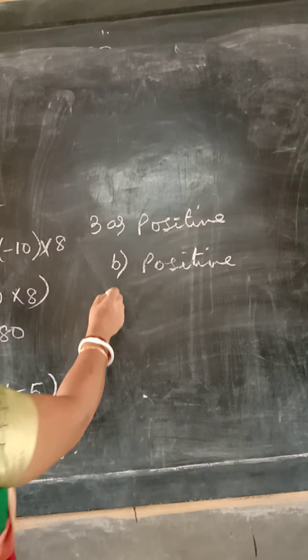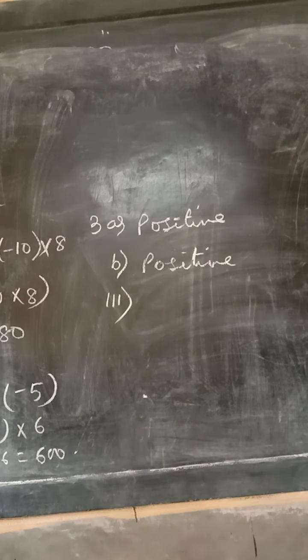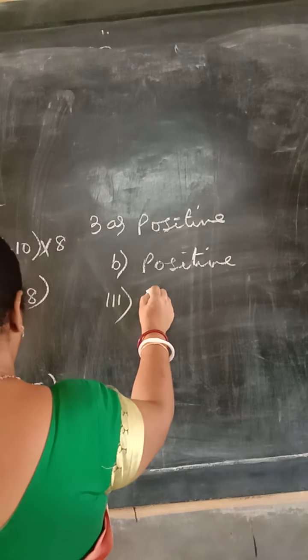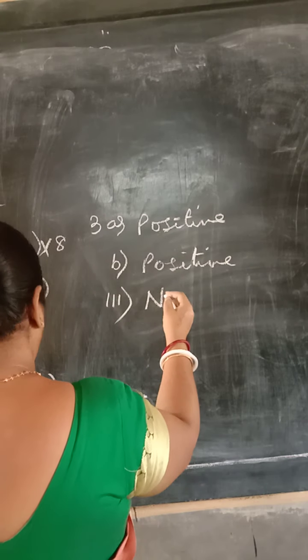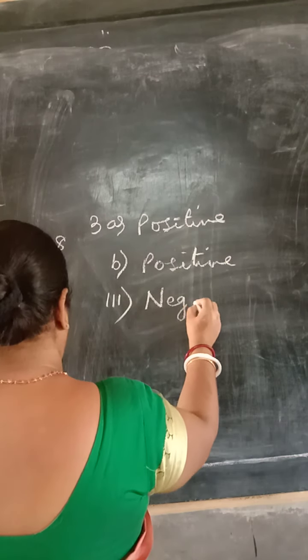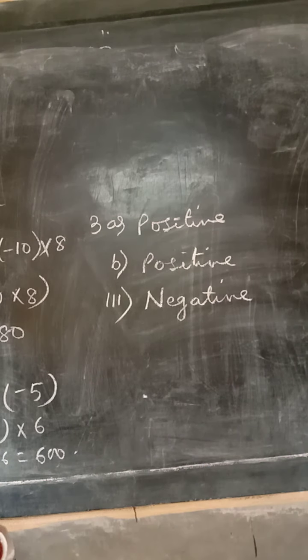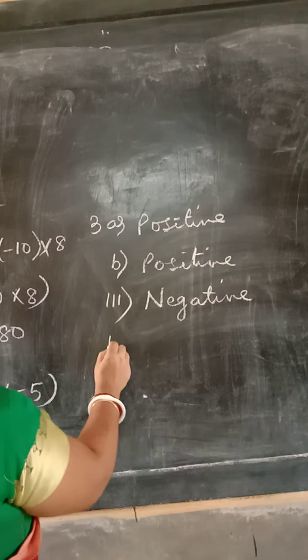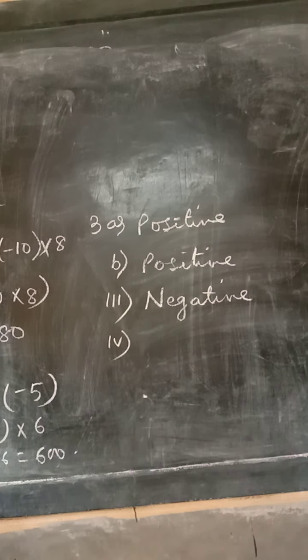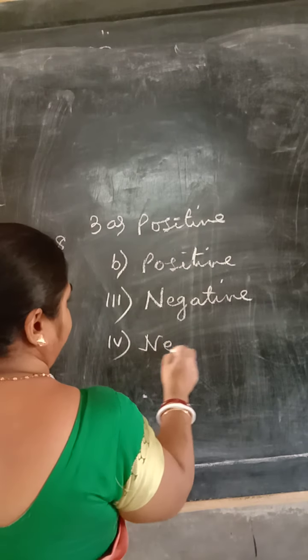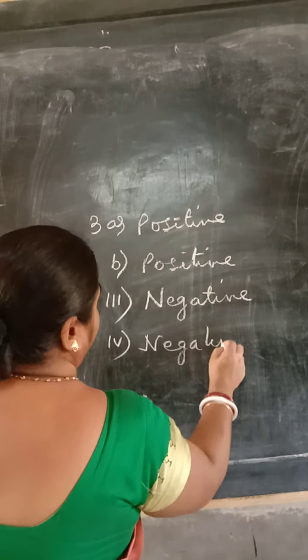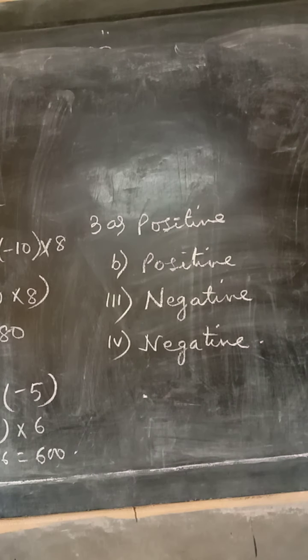Now come to the next one: 117 negative integers. So 117 is odd. You need to write it in the copy.